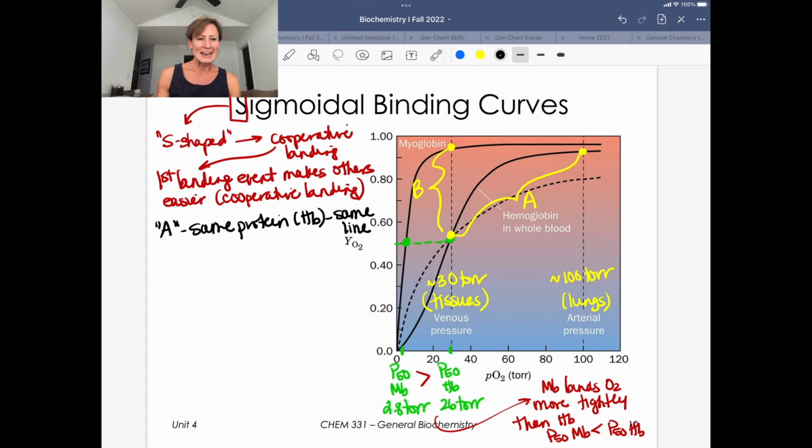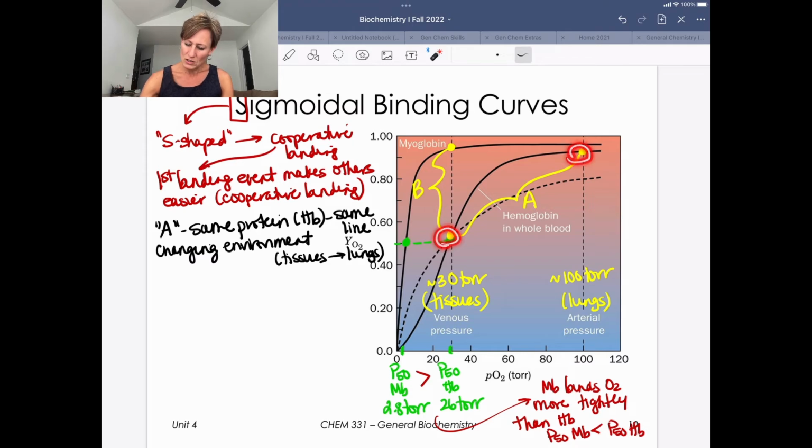And then what I'm looking at is I'm changing the environment. I'm talking about what happens when I go from the tissues to the lungs. Going from this point to this point talks about what happens in terms of the fractional saturation for hemoglobin as I go from an environment in the tissues to an environment in the lungs. So really what we are representing here is the loading and unloading of hemoglobin with oxygen.